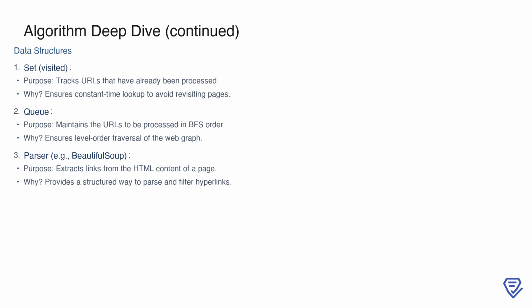Finally, an HTML parser like Beautiful Soup is used to extract links from the HTML content of each page. This parser provides a reliable and structured way to identify and filter hyperlinks, ensuring that only relevant links are passed to the next stage of the algorithm.